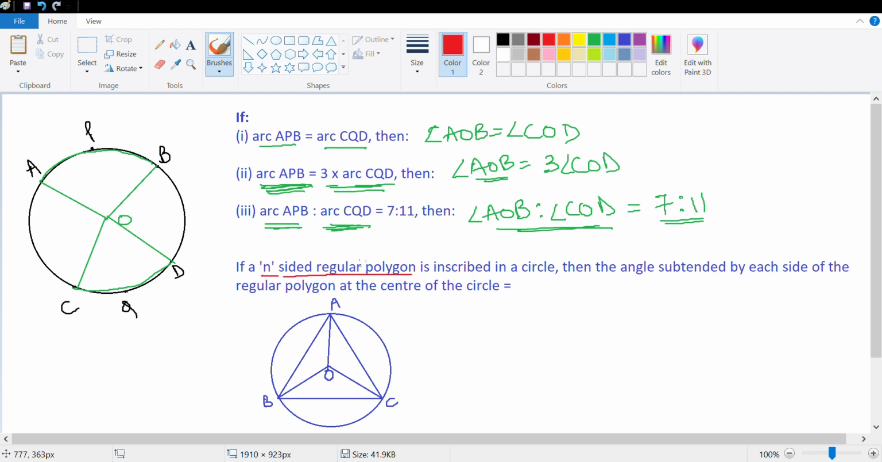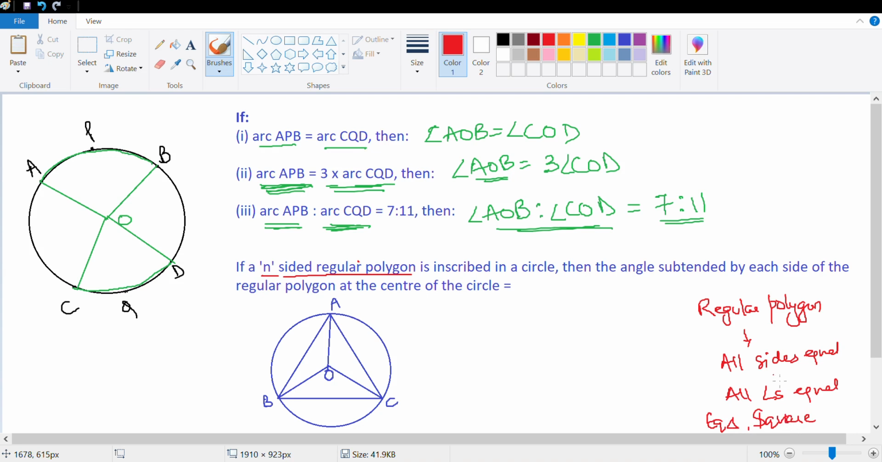A quick reminder, a regular polygon is a polygon which has all sides equal and all angles equal. So for example, an equilateral triangle, or a square. Both of these are regular polygons because all sides are equal and all internal angles are also equal. So let's look at this property.